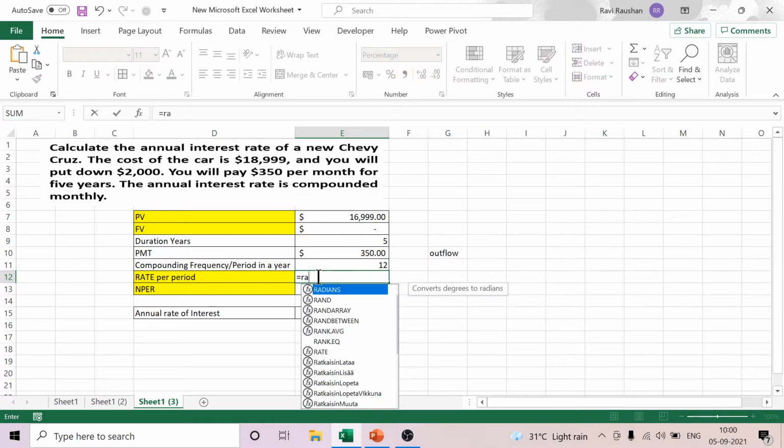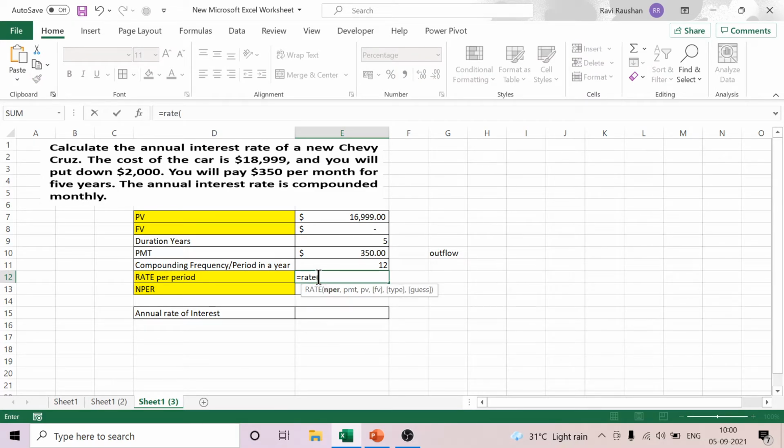Here type equal to RATE. I start the bracket. It is asking me for the NPER. I choose the NPER from here. Then it is asking for the PMT. Remember, it's an outflow, so I put a minus sign. Then I choose the PMT. Then it is asking for the present value. It's an inflow. I don't have a future value, so I can close it here. Press enter. You get 0.72% rate of interest per period.